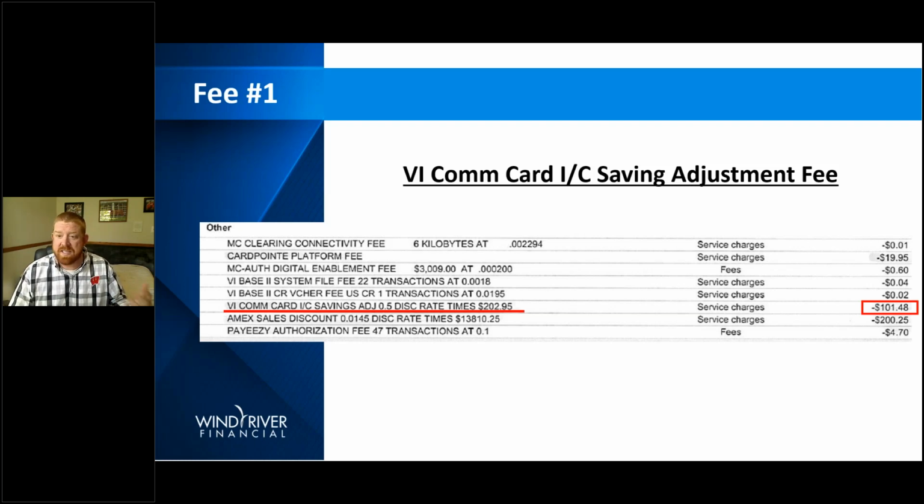This type of statement is a First Data statement or a Fiserv statement. There are a lot of companies that sell on this platform. So if your statement looks like this, look in the other fees. See if you have either a Visa commercial card interchange assessment savings fee or MasterCard Discover. A lot of times, if you're taking commercial cards, they're going to try to ding you here as well, on top of the card brand fees that you're already paying for some of these commercial card rates.